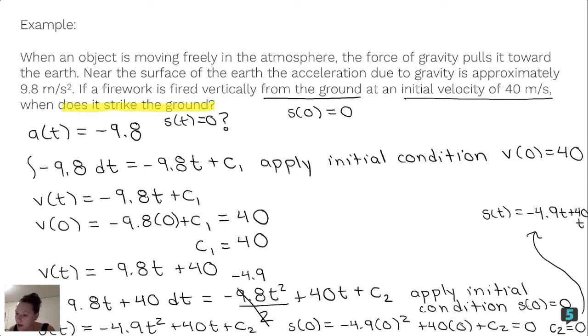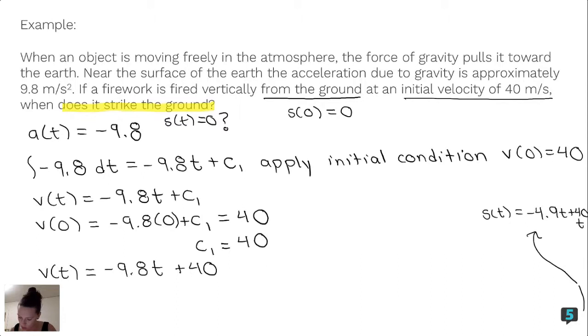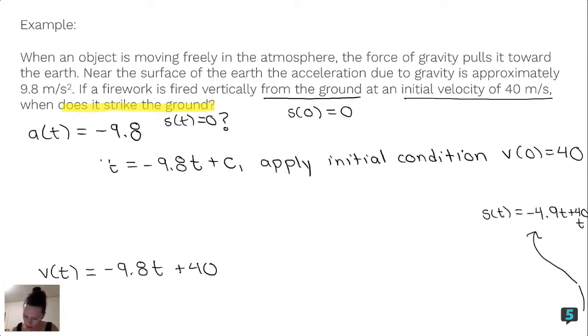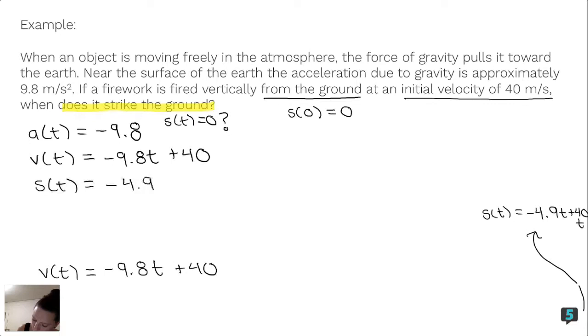Let me make us some space here and clean this up a little bit. We know the following at this point. We know that our A of t is negative 9.8. Our V of t we found was negative 9.8 t plus 40. And that our position function is equal to negative 4.9 t squared plus 40 t.